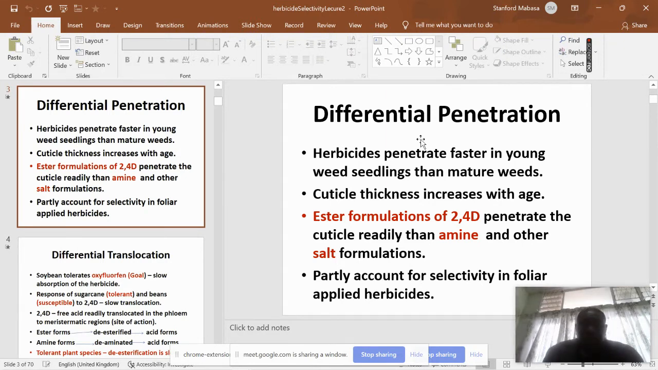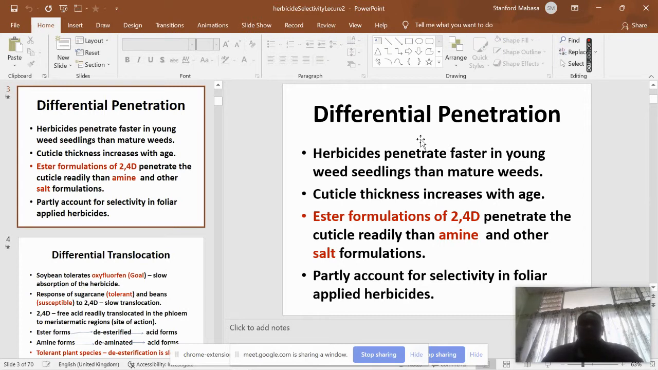So the first thing we are going to talk about is the movement of the herbicides once they get into contact with the plant. So the first thing is that the droplet is going to fall on the plant. So herbicides penetrate faster in young weed seedlings than mature weeds. So depending on the age of the plant, one of the plants may die if it is a young weed seedling.